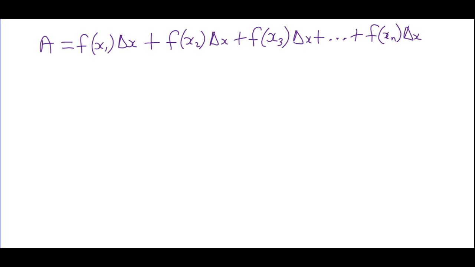Now, we can use summation notation to simplify this, right? So we'll say the area is the sum of i equals 1 to n of f of x sub i delta x.